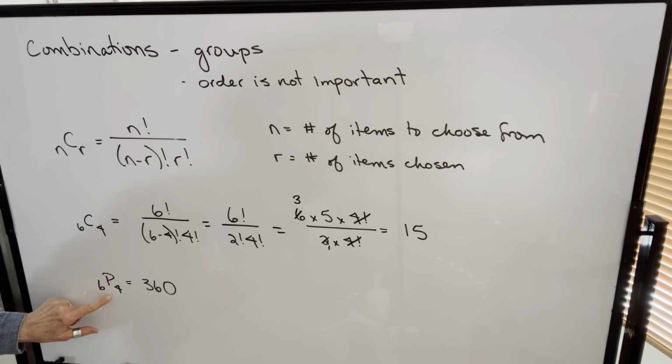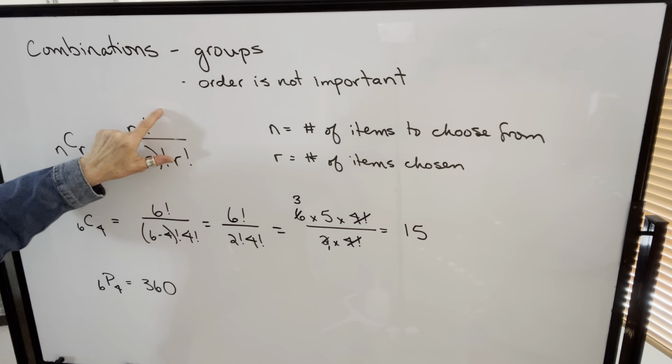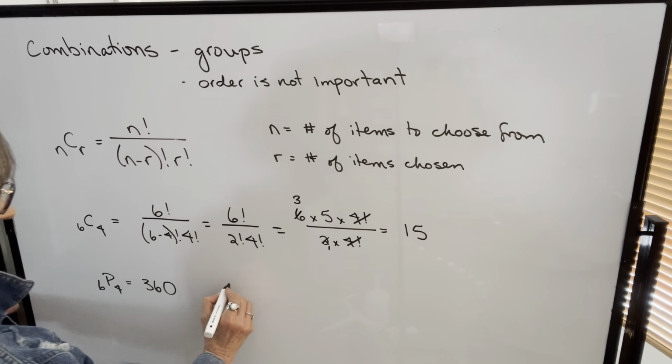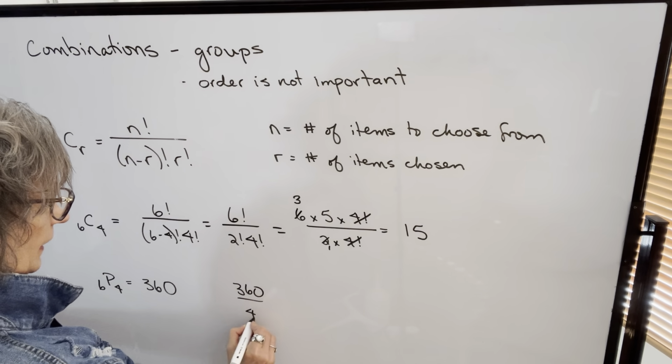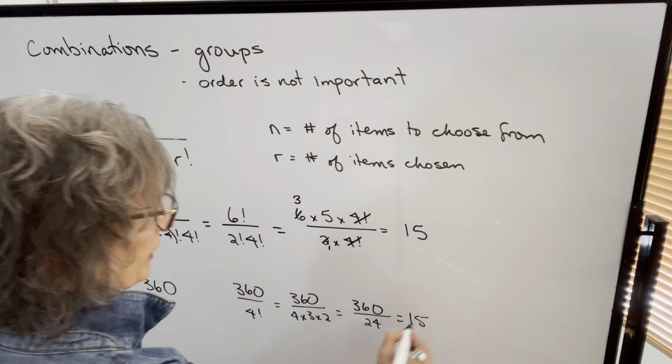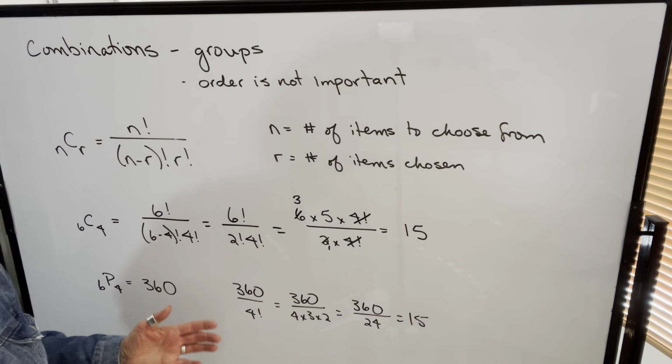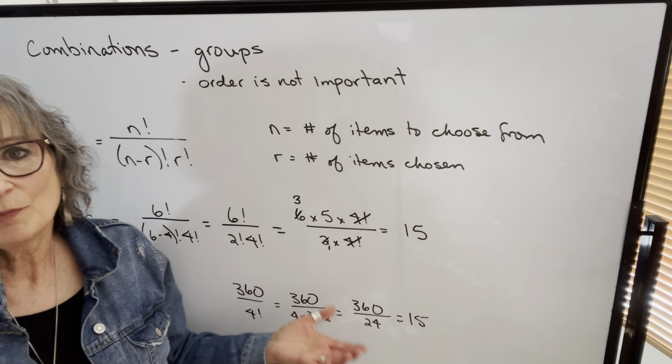Another way to think of it is when we did this as permutations, we got 360 permutations, which is this value right here. So if we took 360 permutations and divided by r factorial, we would get 15 that way. So just an observation of the relationship that you might find useful.